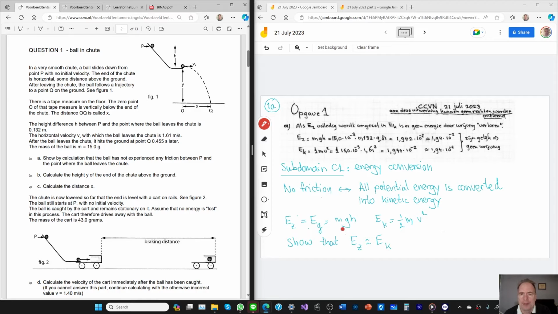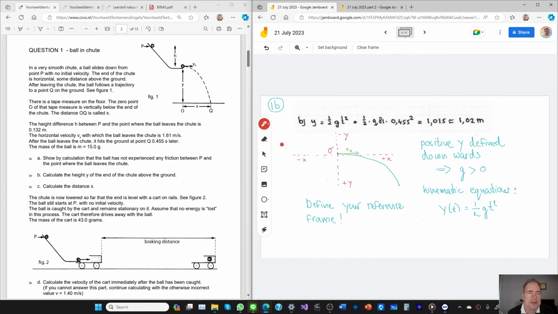You can calculate what the potential energy was in P, and you can also, from what's given here, find out what the kinetic energy here was. And then you just have to show that they're equal. And here they use the name EZ for gravitational potential energy. That's zwaartekracht in Dutch.